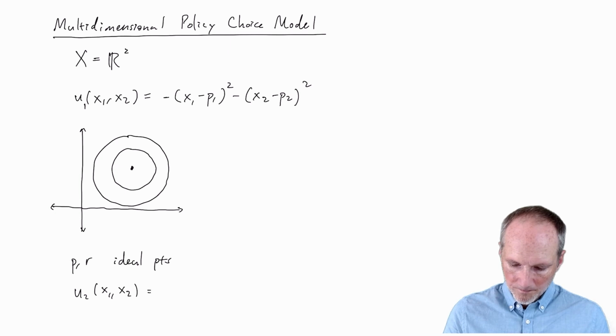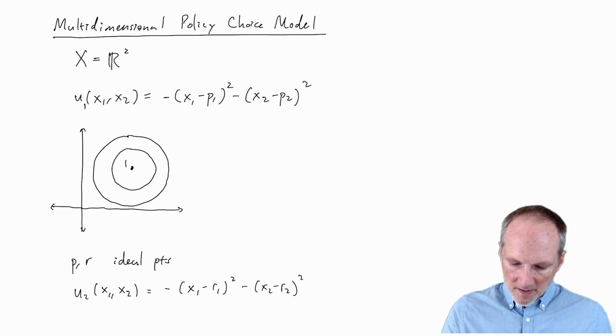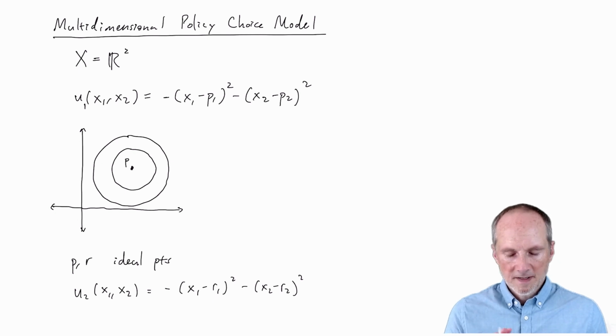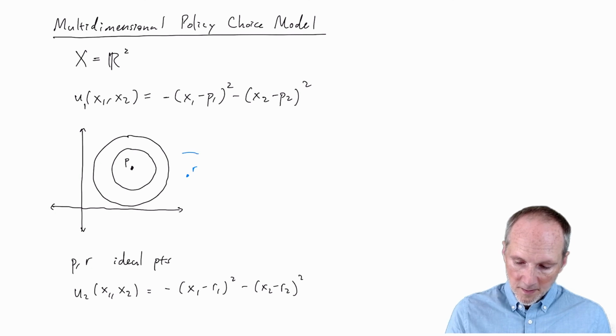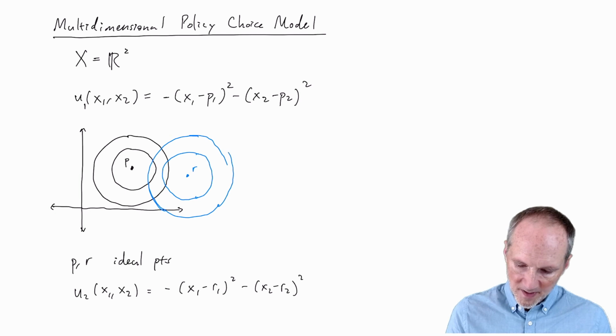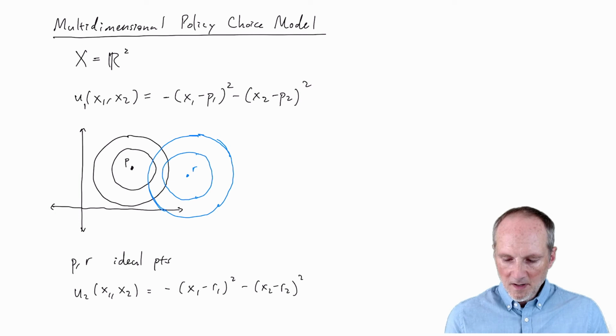All right, so in this picture, maybe this ideal point is person 1's ideal point, that's P, and person 2 has another ideal point, let's say R right here. And I can draw indifference curves for the second person as well. And they're going to be, again, concentric circles, but now centered at R. Okay, so that's simple enough to do, to put 2 people into this model.